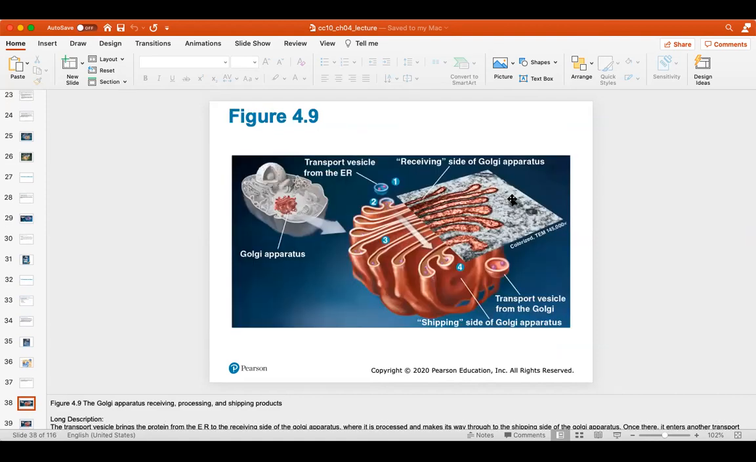So here's your Golgi apparatus. It'll have a receiving end where it'll get vesicles from the endoplasmic reticulum. Then it'll process them, sort them, figure out where it needs to go. Then parts of it will be broken off into different transport vesicles from the Golgi. This is called the shipping side, and those transport vesicles will then be sent out to other locations.